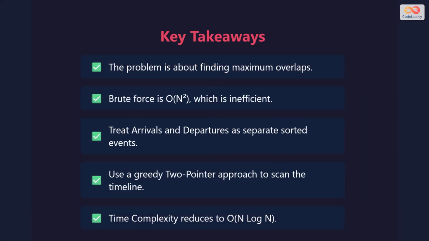To summarize, the minimum platforms problem is solved by finding the maximum number of overlaps. By treating arrivals and departures as individual sorted events, we can use a greedy strategy to find the answer in O(n log n) time. This avoids the slow quadratic comparisons of the brute force method.